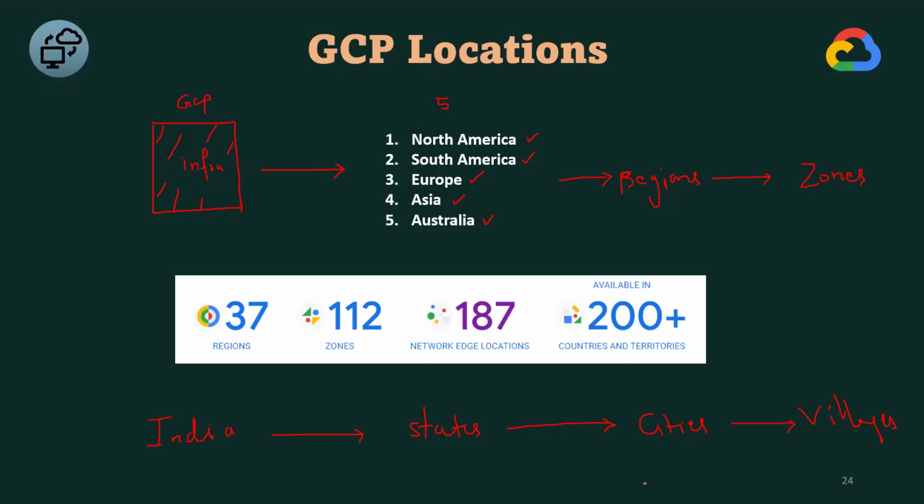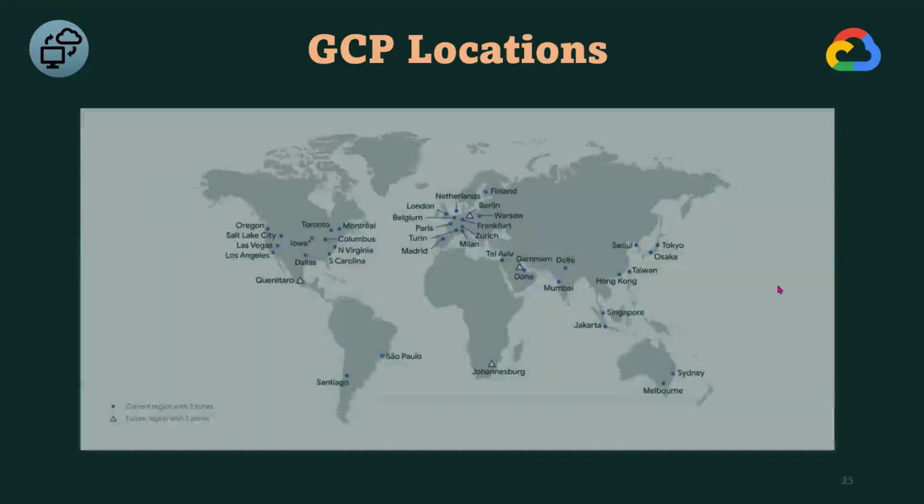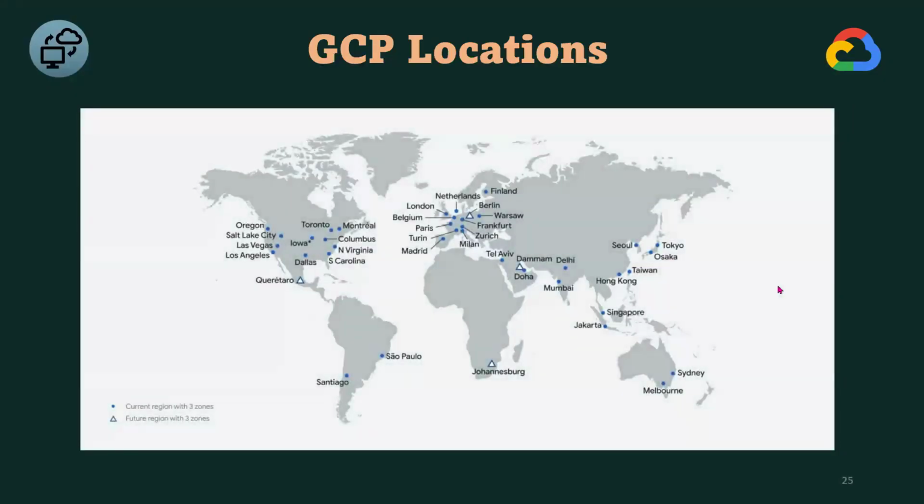Similarly, in Google Cloud Platform also, GCP's entire infrastructure is organized into 5 locations. These 5 locations are further divided into 37 regions. These 37 regions are further divided into 112 zones. Okay, so let me show you. So this is our world map. We have a total of 5 locations as I told you, right? So this is location 1.